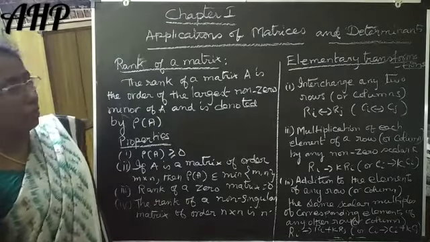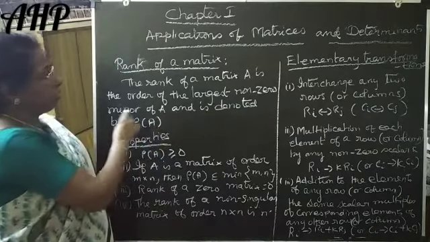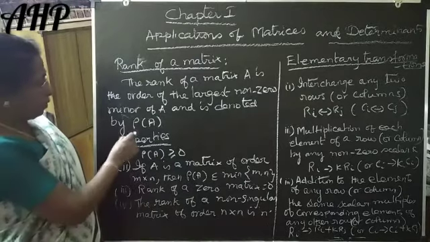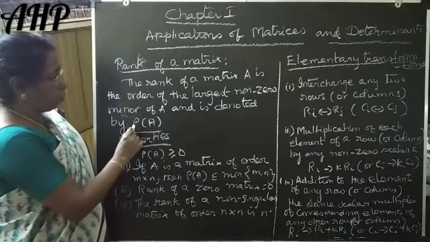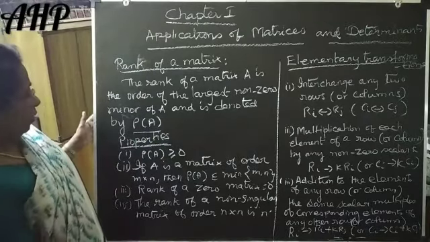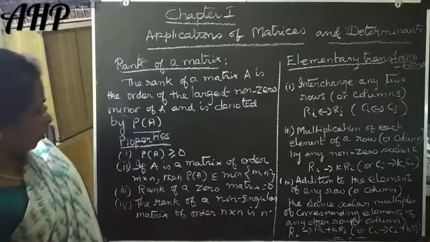The rank of a matrix A is the order of the largest non-zero minor of A, and it is denoted by rank of A. We read it as rank of A. Rank of A is always greater than or equal to 0.